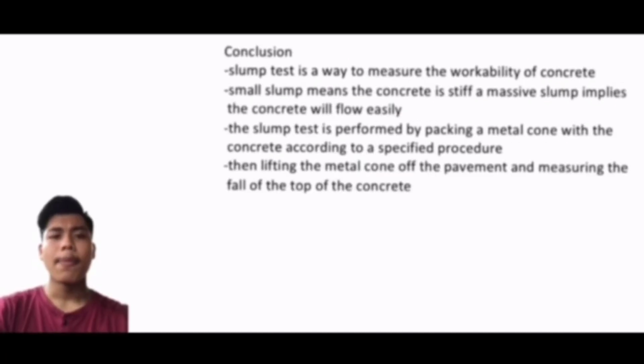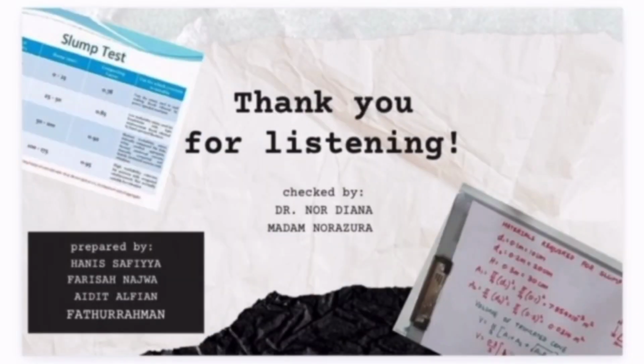In conclusion, the slump test is a way to measure the workability of concrete. A small slump means the concrete is stiff. A massive slump implies the concrete will flow easily. The slump test is performed by packing a metal cone with concrete according to a specified procedure, then lifting the metal cone off and measuring the fall of the top of the concrete.